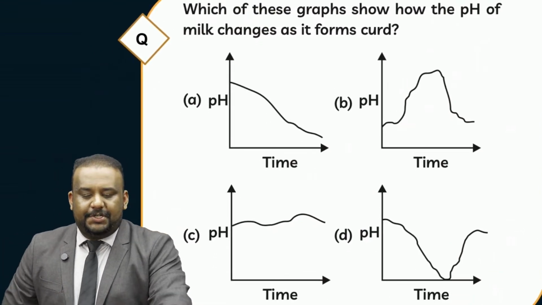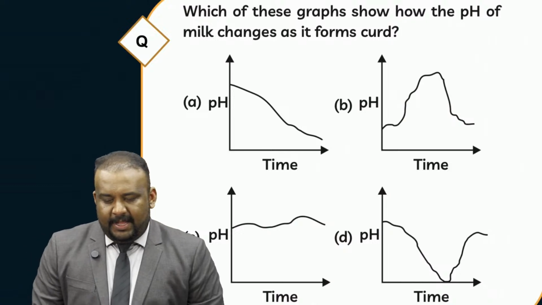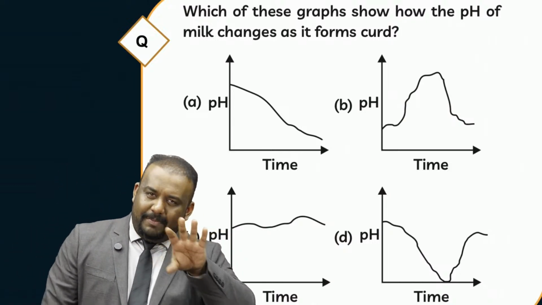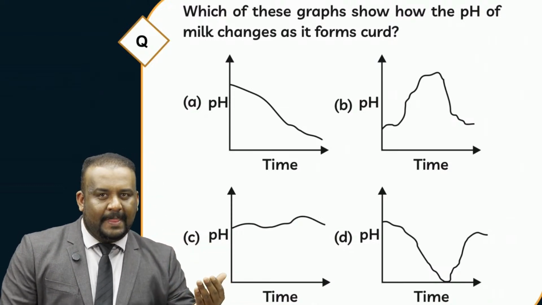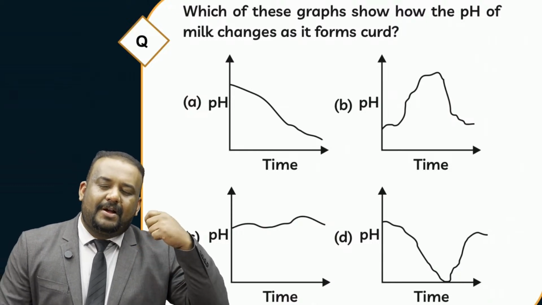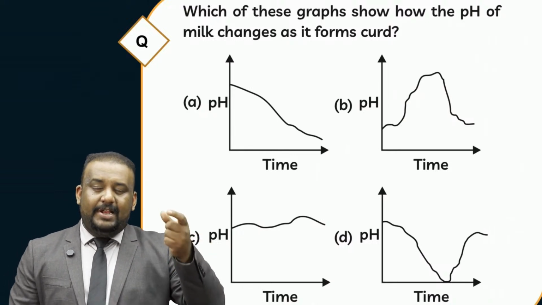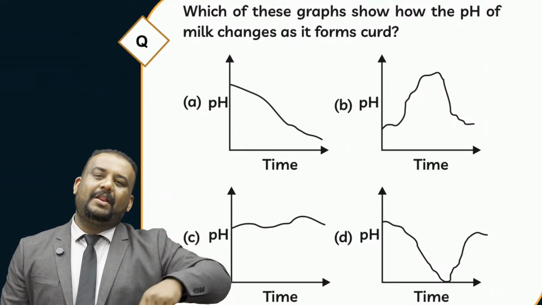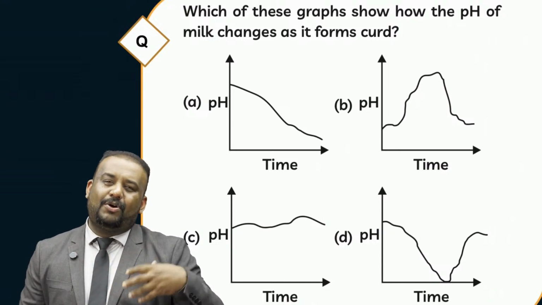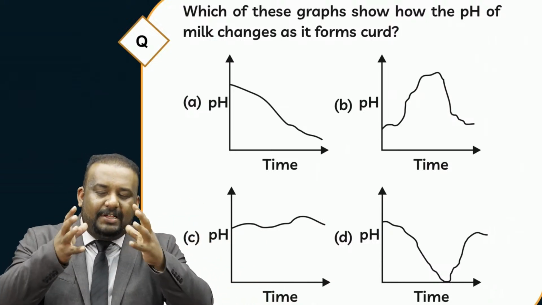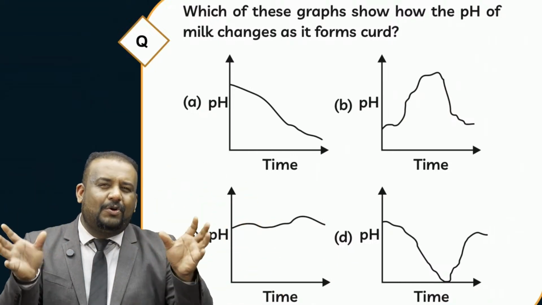Which of these graphs show how the pH of the milk changes as it forms curd? You know, the curdling process is a biochemical phenomenon, right? What happens is, in milk there is a sugar called lactose. This lactose is converted into lactic acid with the presence of certain bacteria called lactobacillus. This lactic acid, being an acid, will affect the structure of the proteins present in milk, and that causes something called coagulation or denaturation of the proteins. And this denaturation will cause all the proteins to clump together and form a solid mass with the sour taste of lactic acid.